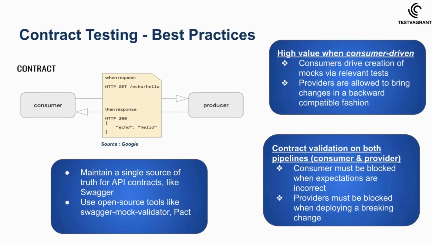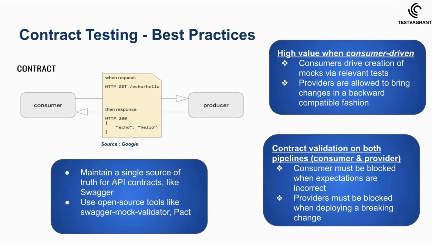On the other side, the providers must have these same contract validations on their side because they should be blocked on deploying a breaking change. What if they add a new field without informing the consumer? Or I would say remove a field which the consumer was using until this point in time, but they have made a change, they have renamed that field. Consumer doesn't really know about it.